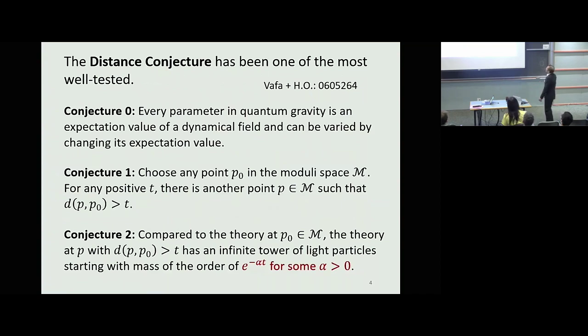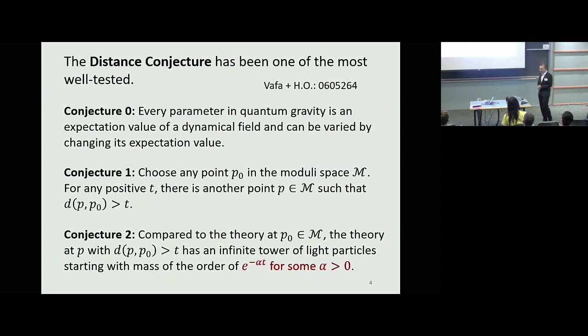So the distance conjecture can potentially be useful. It was proposed by me and Cumrun 18 years ago. And there are several conjectures. I listed 3 of them. The first conjecture says that every parameter in quantum gravity is an expectation value of a dynamical field, and therefore can be varied by changing an expectation value. That's a 0th order conjecture.